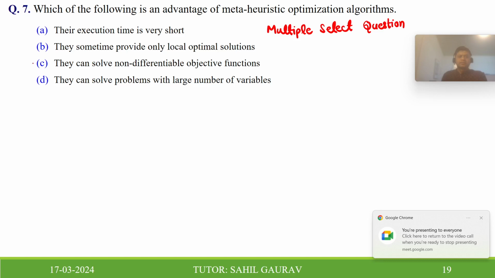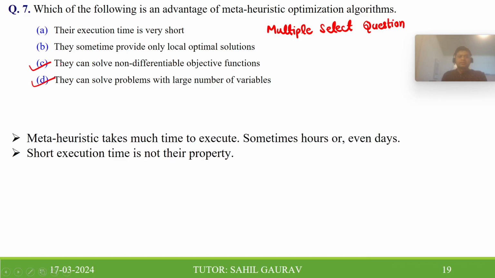So they can solve non-differentiable objective functions also, and they can solve problems with a large number of variables. And this first option is not correct because this takes enough time to execute, sometimes hours or even days. So short execution time is not a property of meta-heuristic optimization algorithms.